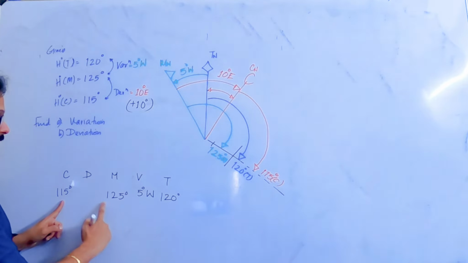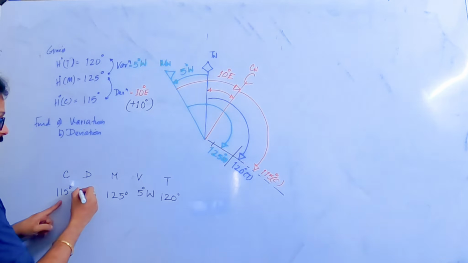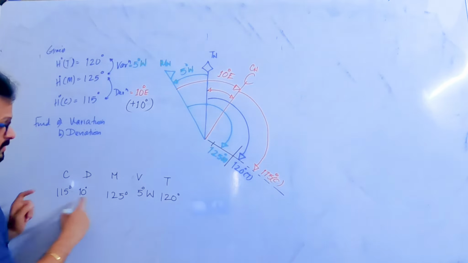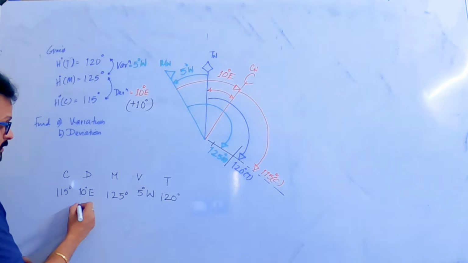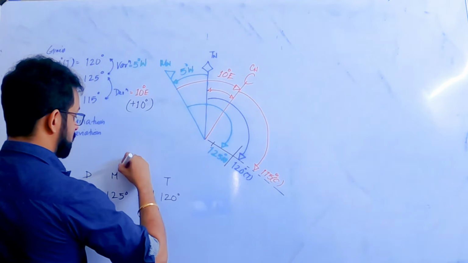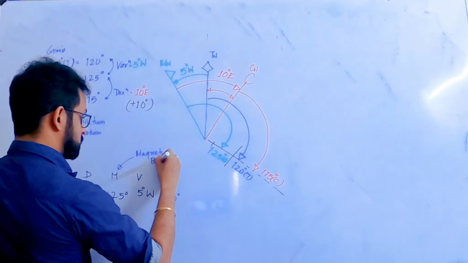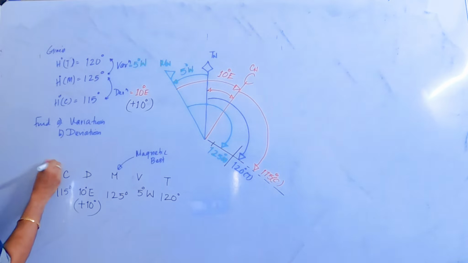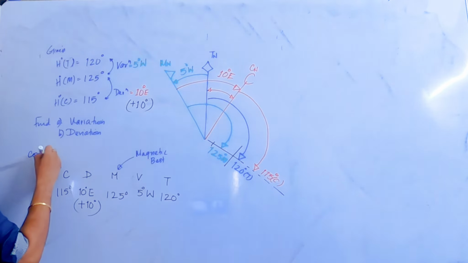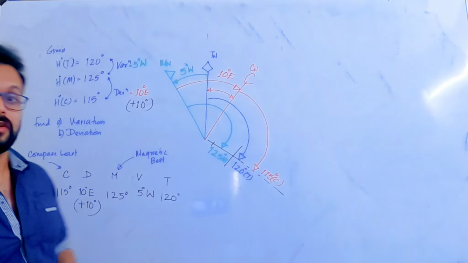If you look at these two, again you can see the magnetic is best, or we can say compass is least here, right? And so the difference is going to be 10 degrees. And since the compass is least, the deviation has to be east, or as you rightly said, it is plus 10 degrees, right? So here we can see that the magnetic is west, and therefore the variation has to be west. Here the compass is least, and therefore deviation is east.